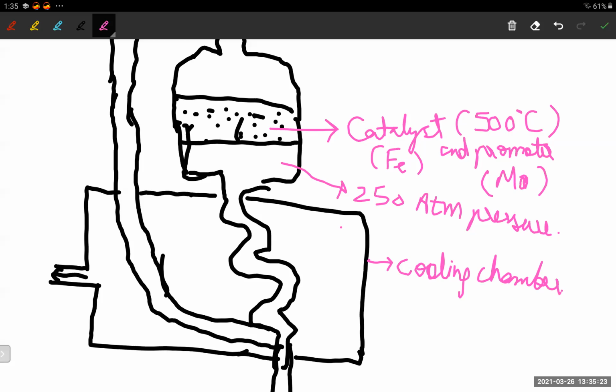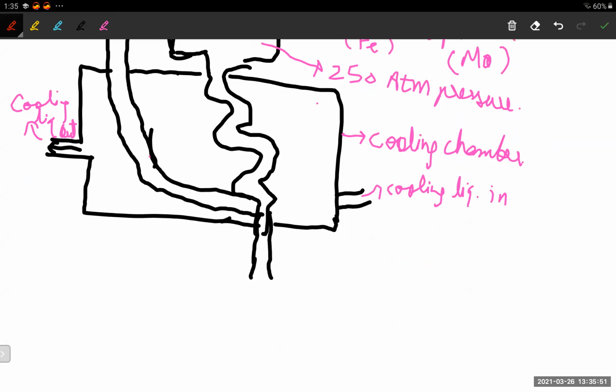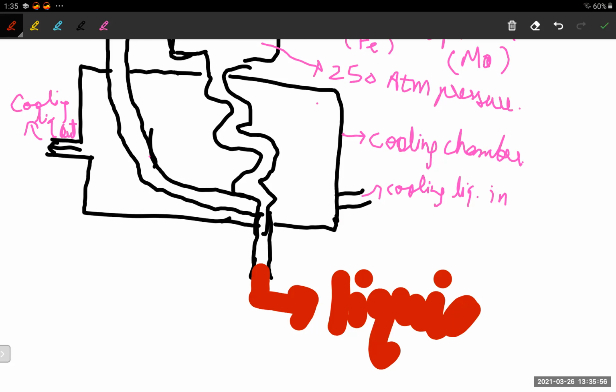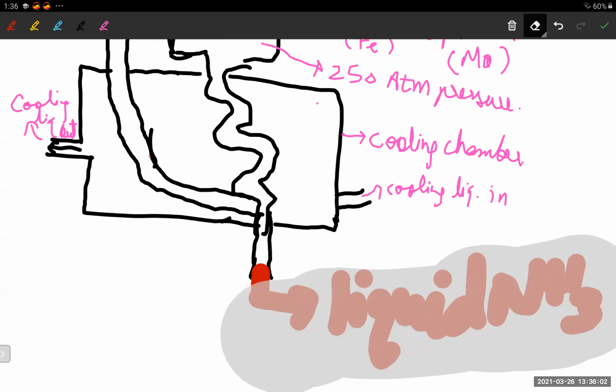Next, we have this cooling liquid going inside from here. This is the cooling liquid in, and from here we are having cooling liquid out. Then from here we finally get our desired thing. We are getting liquid NH3, that is liquid ammonia. So here we are getting liquid ammonia.